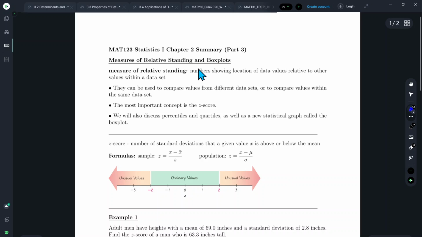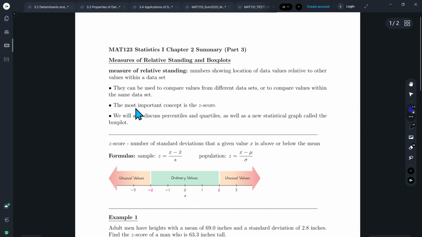In this video, we'll continue to go over some topics from Chapter 2, in particular, measures of relative standing and box plots. So the basic idea is, when you have a data set, sometimes you want to compare how one value is related to another value, or also if we have different data sets, to compare values between different related data sets.